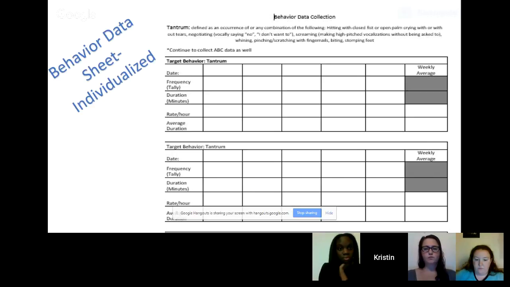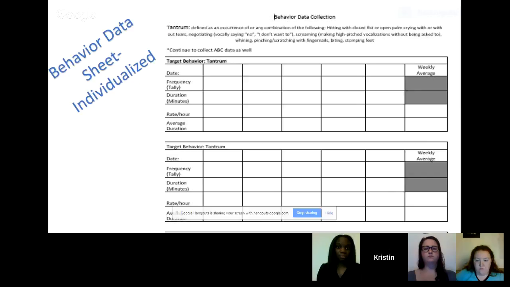And a second type of assessment that is prominent in functional behavior assessment is direct assessments. This form is a type of direct assessment. It is a behavior data sheet. What this would look like is you would have the date, and this is an individualized sheet, so it has tantrum and it's already predefined tantrum.